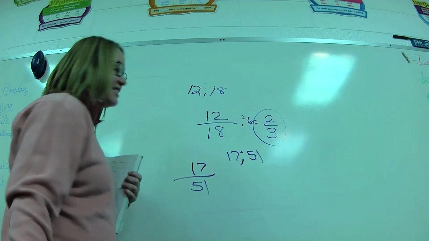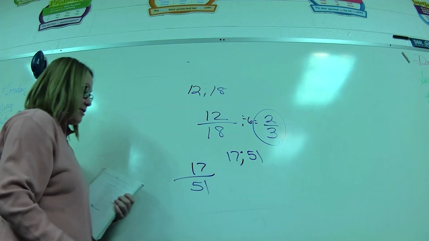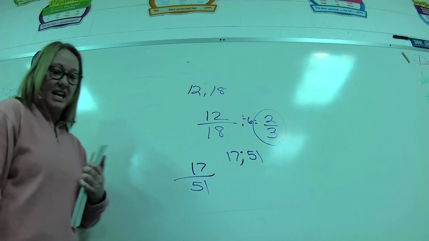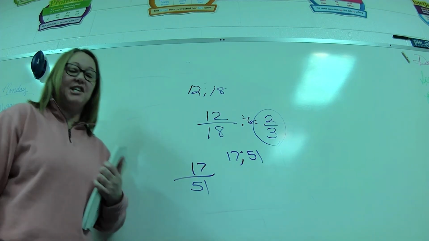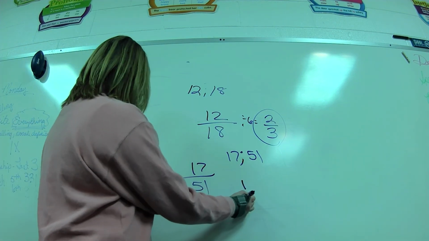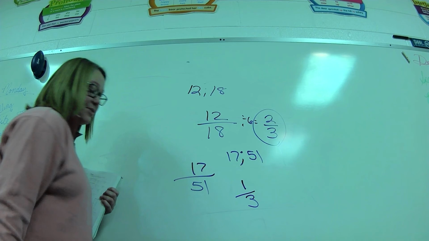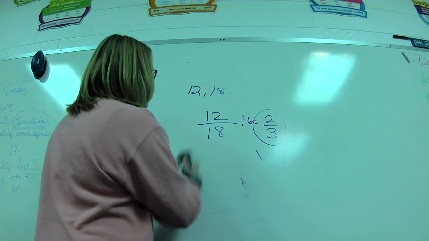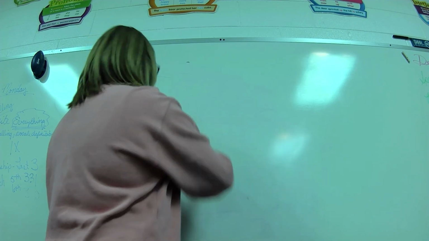All right, so they gave us 17 and 51, so we need to write 17 over 51. Now, if I look at those, I can reduce, and I know you're thinking, by what? It's actually reduced by 17. And so 17 goes into 17 once, and it goes into 51 3 times. 1/3 is the fractional part of those 2 numbers. All right, let's look at some increase and decrease.